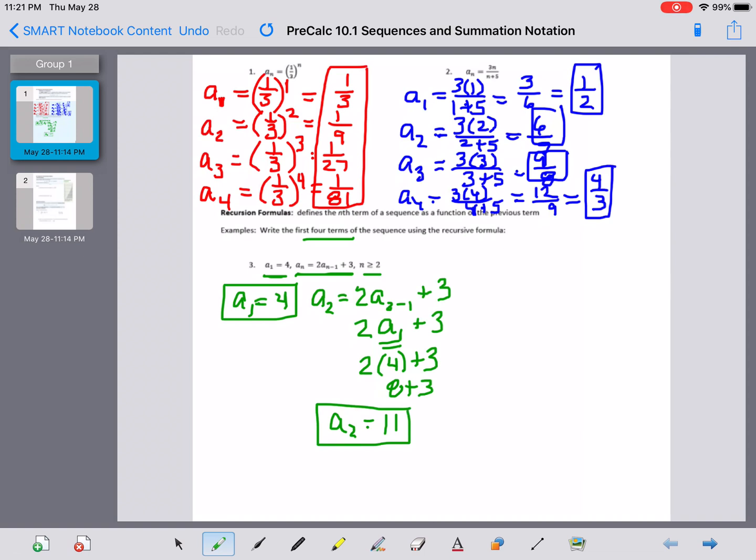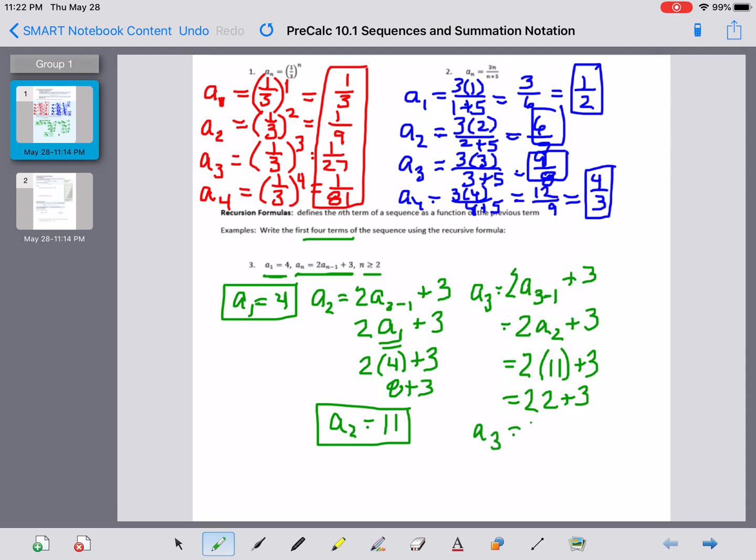Okay, so now when I work on my third term, my a sub 3 is 2 times a to the 3 minus 1 as I plug into my formula, plus 3. So if we think about this, 3 minus 1 is 2, so that gives me an a sub 2 plus 3. I go to my a sub 2 that I found earlier, which is 11, so 2 times 11 is 22, and now I add my 3. So I get 22 plus 3, and my a sub 3 is going to be 25. Okay, so a recursion uses that term in front of it.